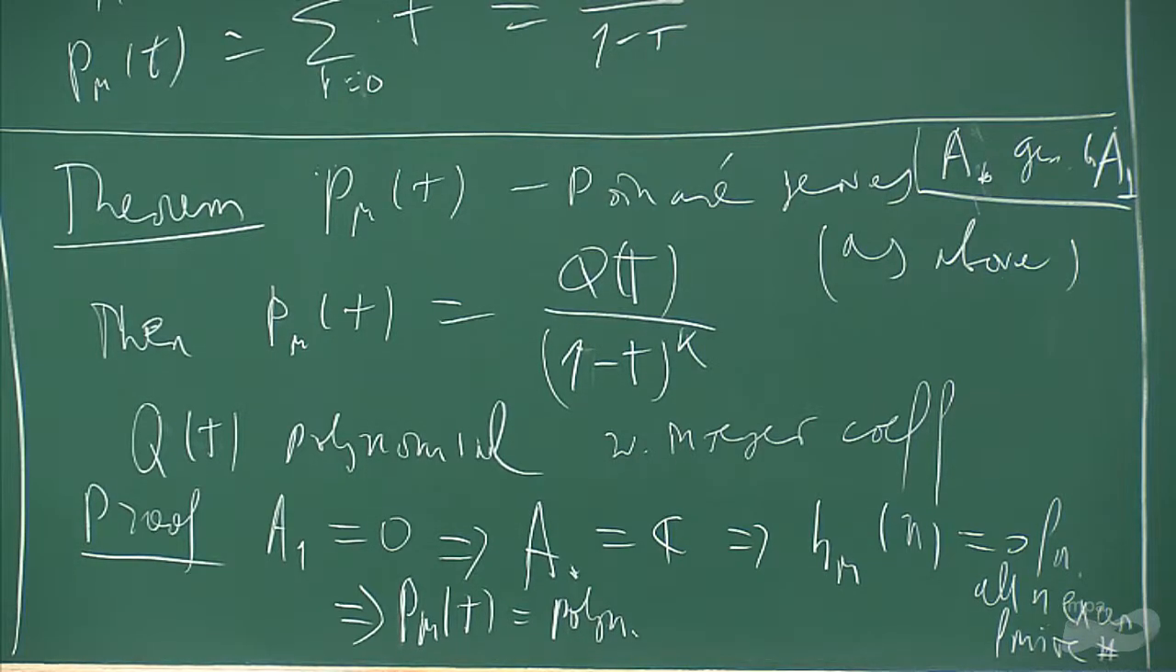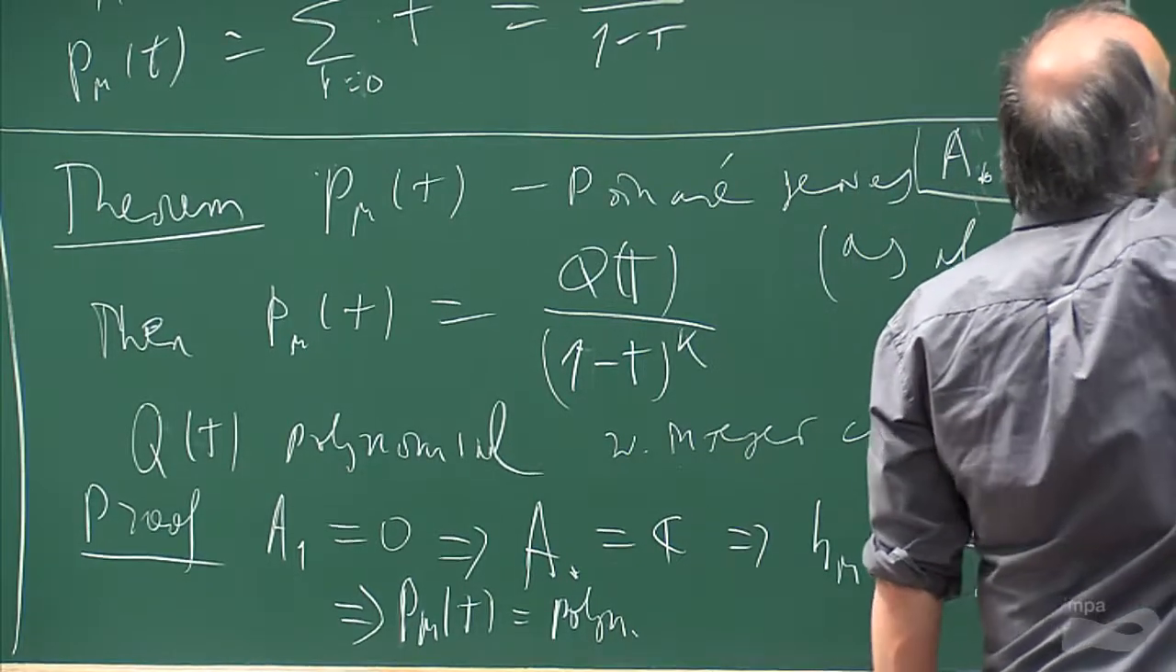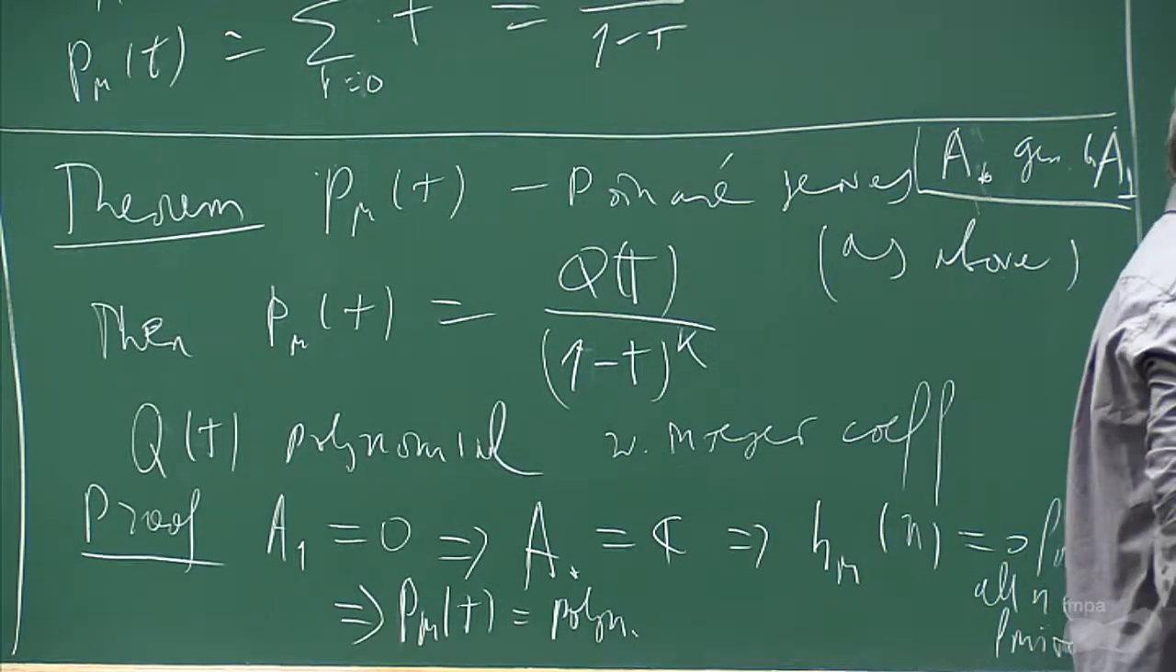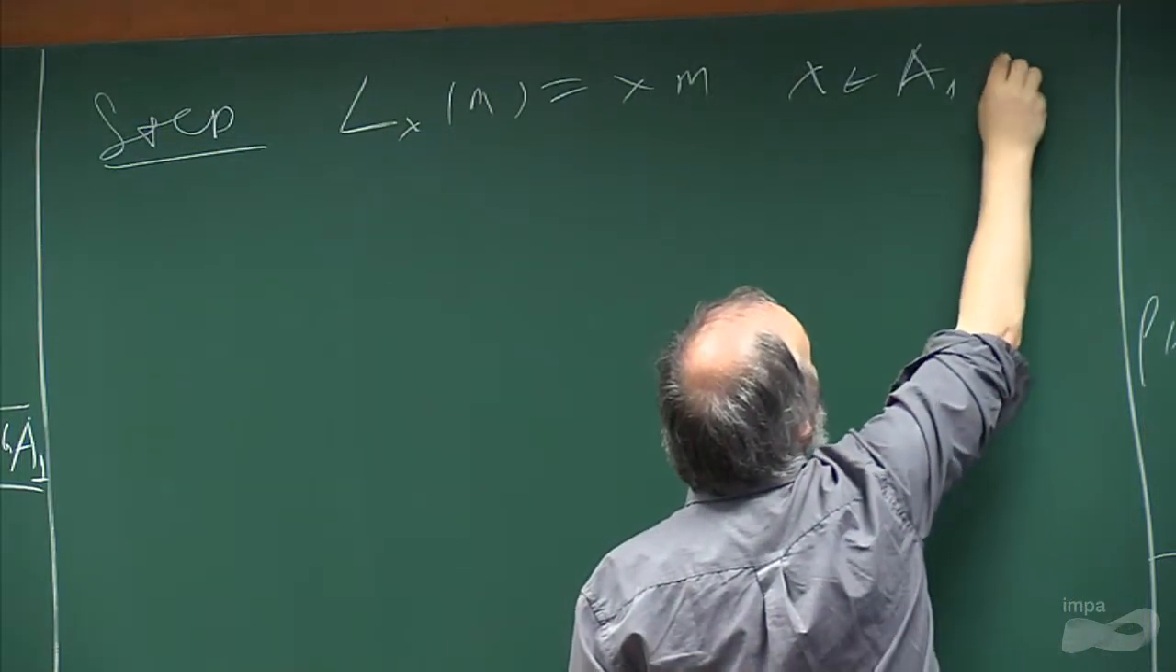Okay, now this is the heart of the argument. I will consider the operator L_x of m equal to xm, where x belongs to A_1 and is non-zero.